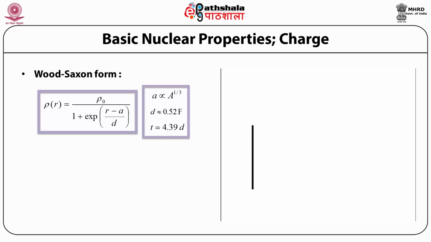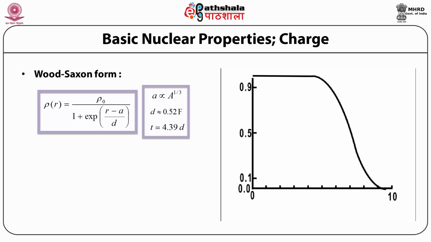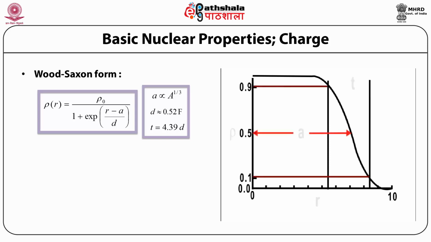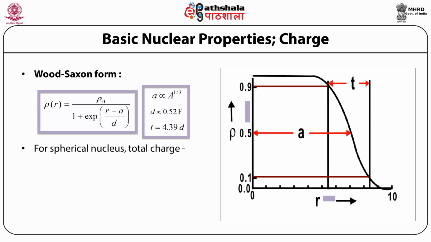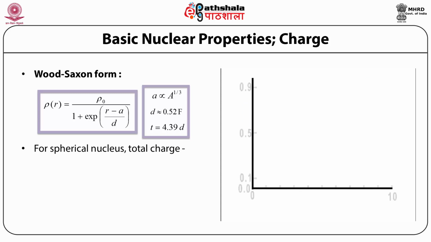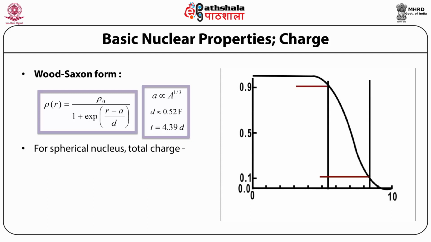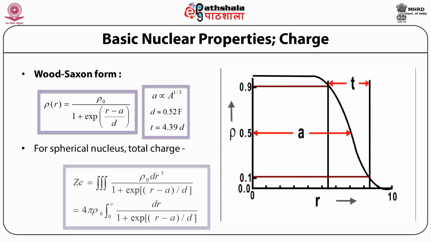And we can say that the Woods-Saxon formalism predicts a constant central charge density, and then the charge density decreases towards the edges of the nucleus. For a spherical nucleus, if we want to find the total charge included in the nucleus, then we have to integrate this charge density. So for a spherical nucleus, the total charge is equal to Ze, that is equal to a triple integral, because the nucleus is spherical in nature.